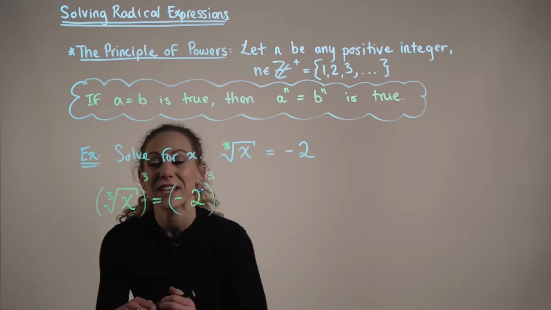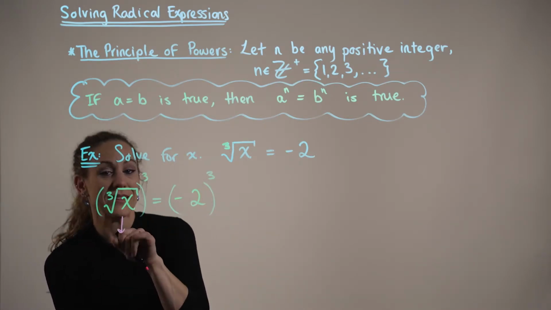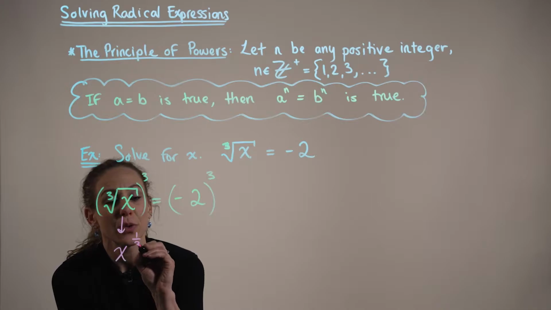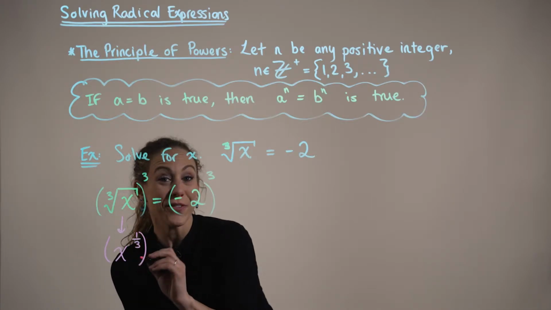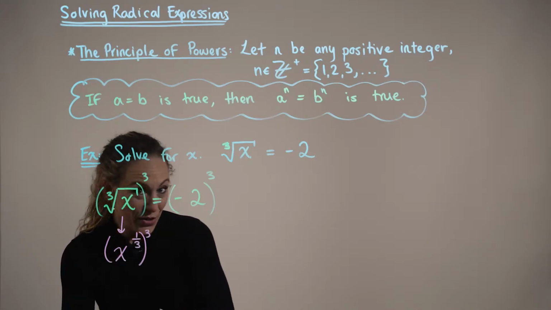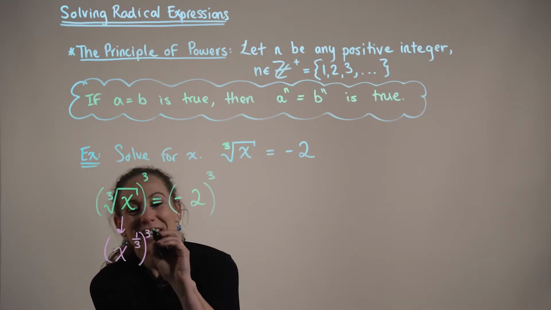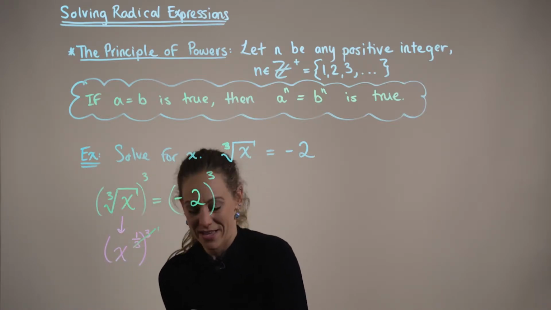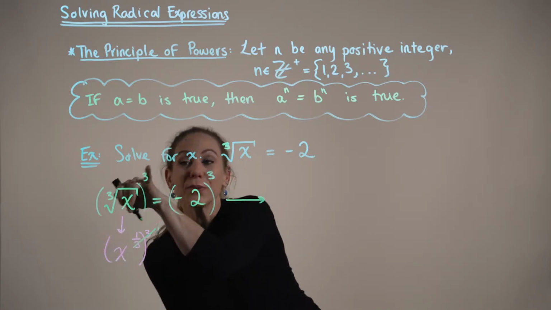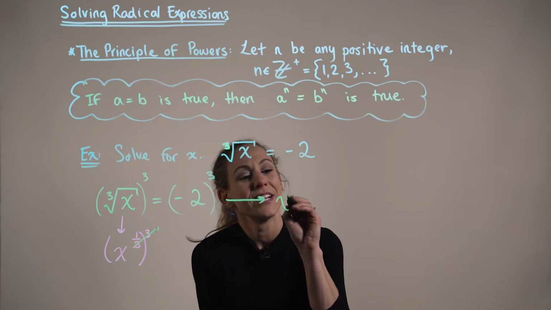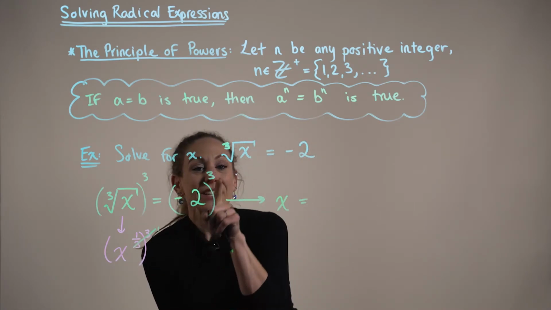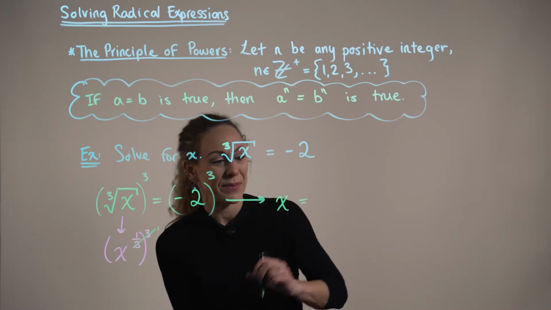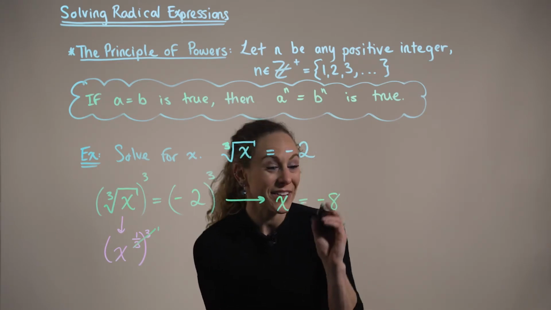Now notice on the left-hand side, we can actually rewrite this third root in its rational exponent form and say that this is x to the 1/3, which we now have raised to the third power. Notice the 3 in the denominator is going to cancel with the 3 in the numerator, leaving us with x to the first power. So the third root and the third power cancel each other out, leaving us with x is equal to -2 cubed. In other words, we're multiplying -2 together 3 times, which leaves us with -8.